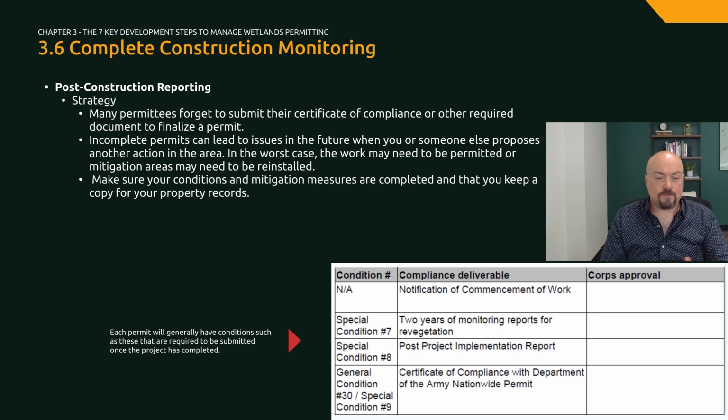Many permittees forget to submit their certificate of compliance or other required document to finalize a permit. Incomplete permits can lead to issues in the future when you or someone else proposes another action in the area. In the worst case scenario, the work may need to be re-permitted or mitigation areas may need to be reinstalled. Make sure that your conditions and mitigation measures are completed and that you keep a copy for your property records.